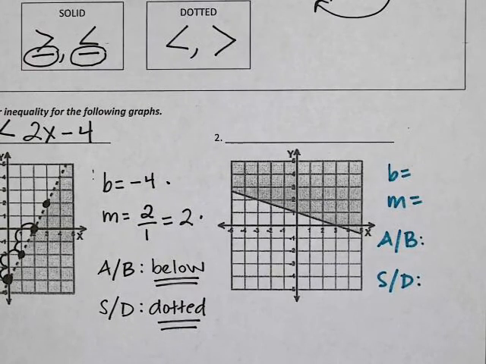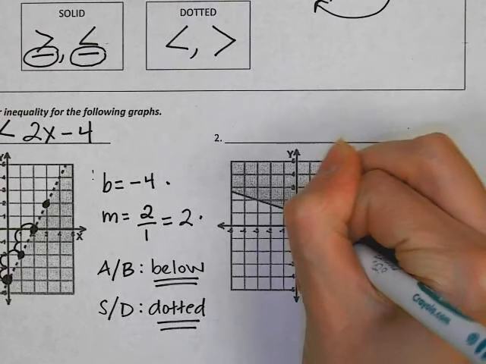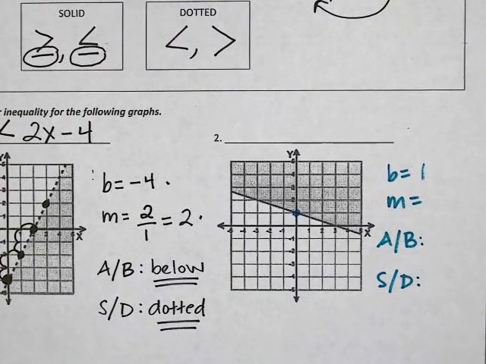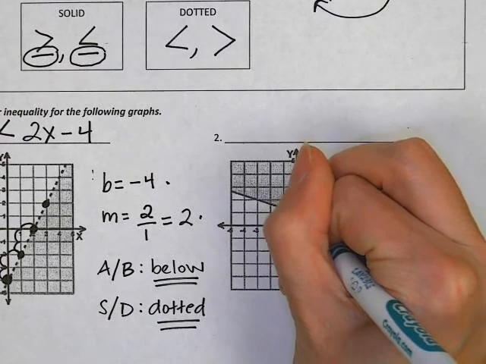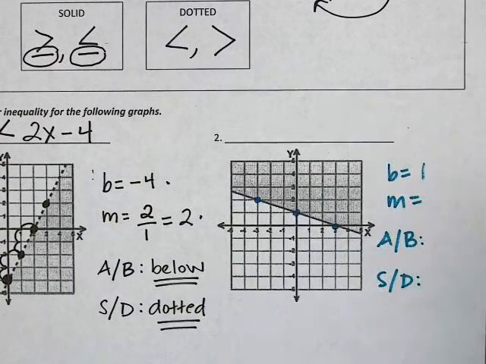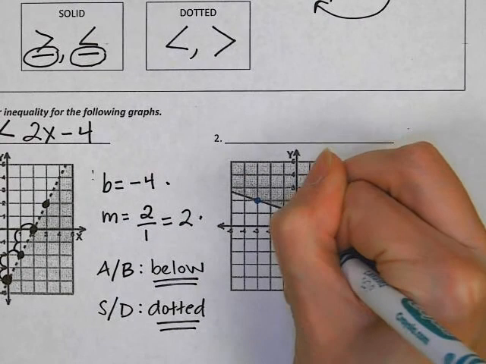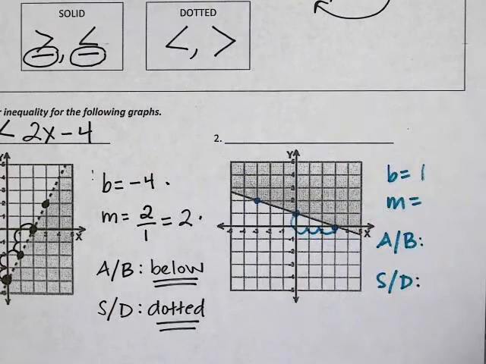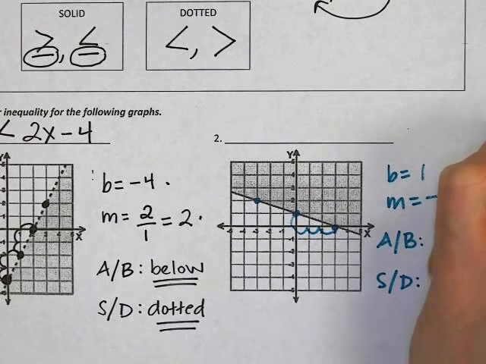So this one, the y-intercept is right here at 1. And if you find some nice points, there's one here, here's another nice one, here's another nice one. All right, so what's the slope? We're going down 1, right 3. So make sure you get -1/3.